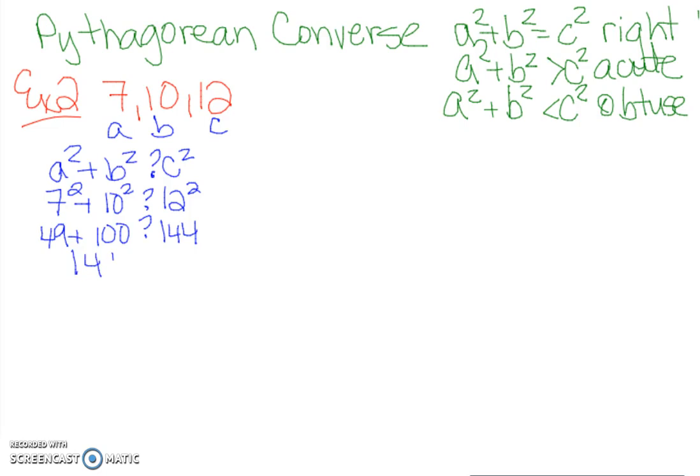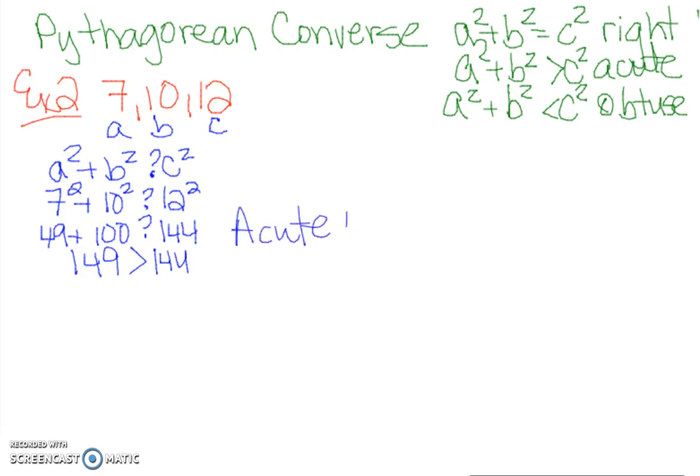And I get 149, and that's going to be greater than 144. Since it's greater than 144, this is going to be an acute triangle. An acute triangle.